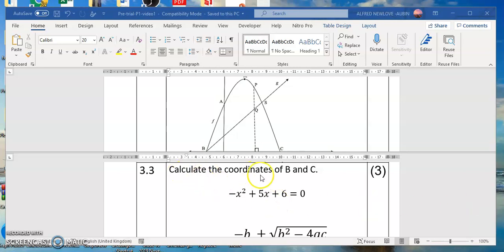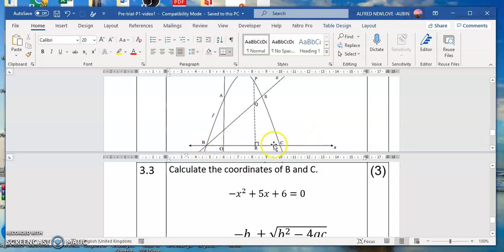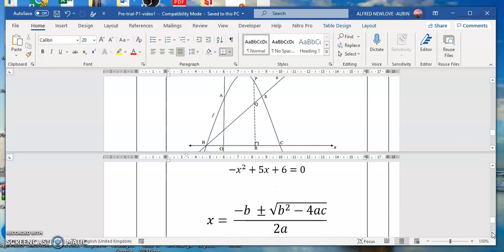The question says calculate the coordinates of B and C. How are we going to do that? These are x-intercepts, and they're on the parabola. So we will write the parabola that was given, and it should be equal to 0, because for x-intercepts, y is equal to 0. Then substitute it into the quadratic formula.